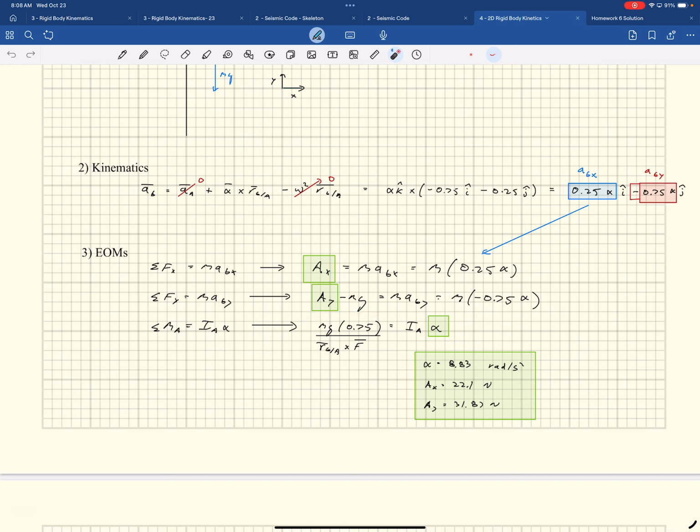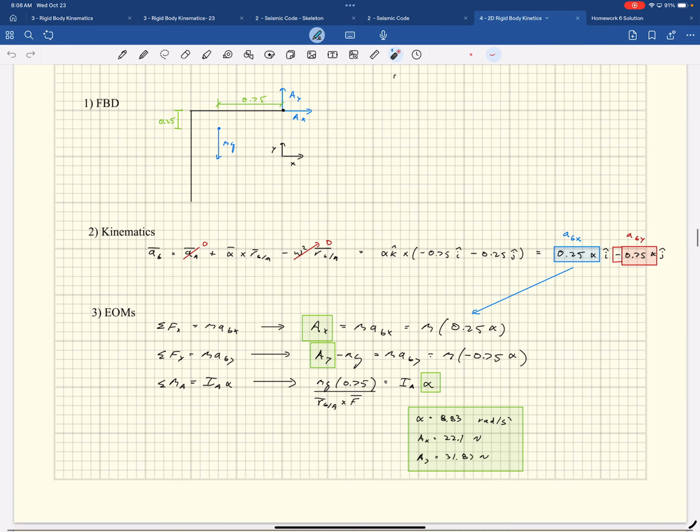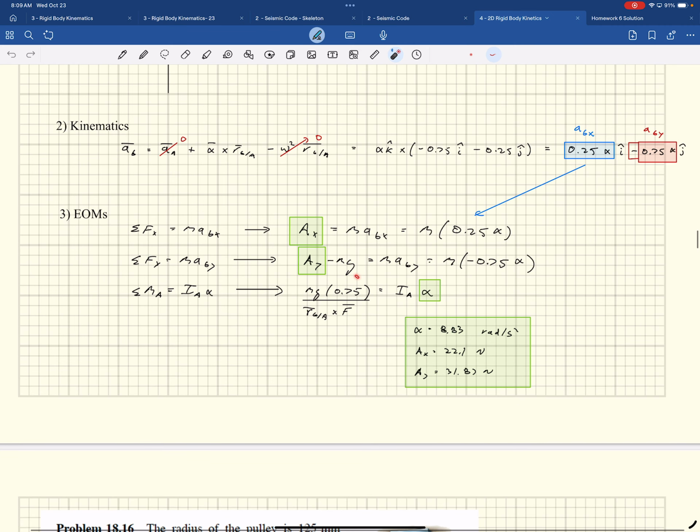And then I sum my moments, right? Like I said from the beginning, I was going to sum my moments about point A. Here's point A right there. And so we see MG is the only thing that's going to cause a moment. Roll your fingers in that direction, it's going to be a positive moment. It's important to put that in there the right way. So it's going to be MG times the moment arm, which is 0.75, equals IA times alpha. And there you go. There's my 3 equations, 3 unknowns. I've highlighted the unknowns, right?